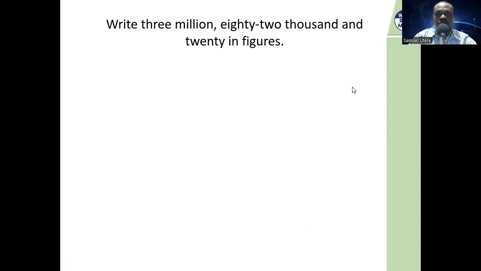Okay, what if we're asked to write 3,082,020 in figures? Let me say that again. Write 3,082,020 in figures. How would you write this? I want you to pause and have a think. How would you use the tool we learned in our previous lesson, which is the place value chart, to write this?